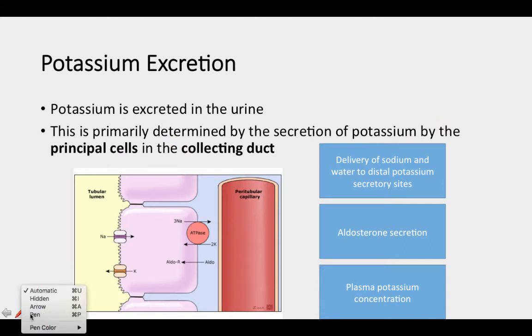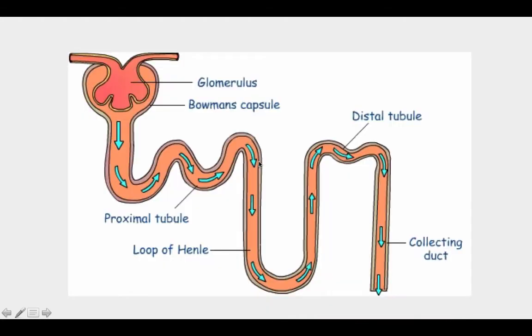As I mentioned before, potassium is excreted through the urine, and this is primarily determined by the secretion of potassium by the principal cells of the collecting duct. Now, where's the collecting duct? That's the bit of the nephron that's right at the end.